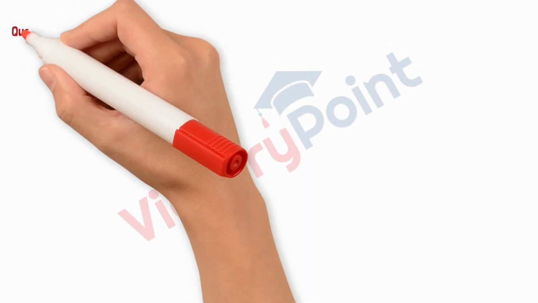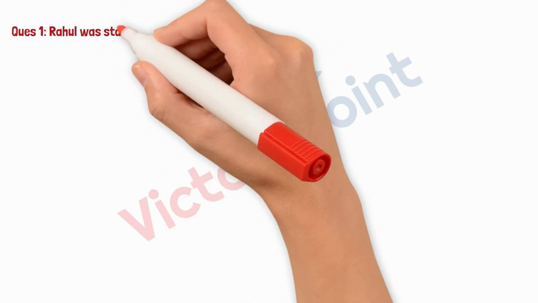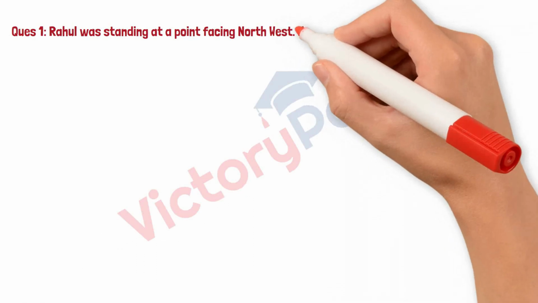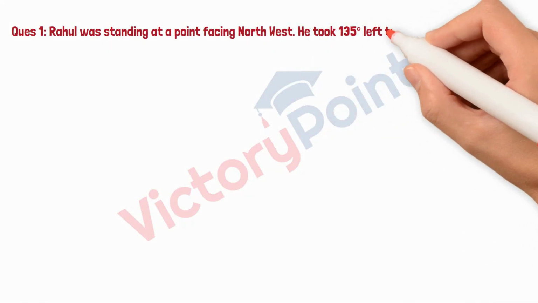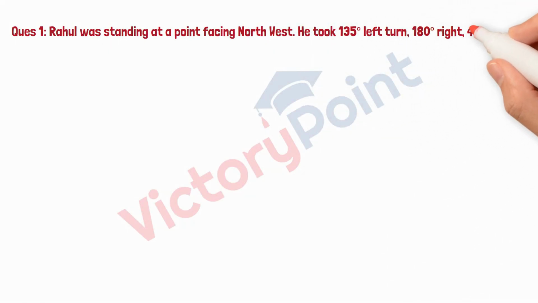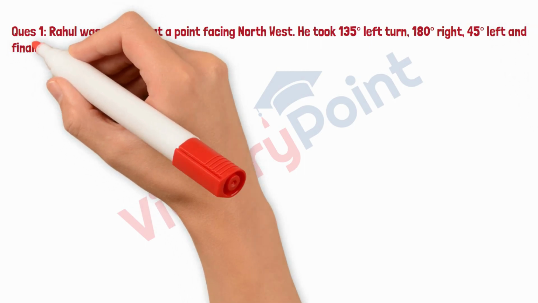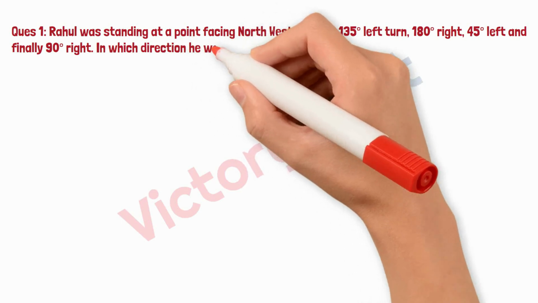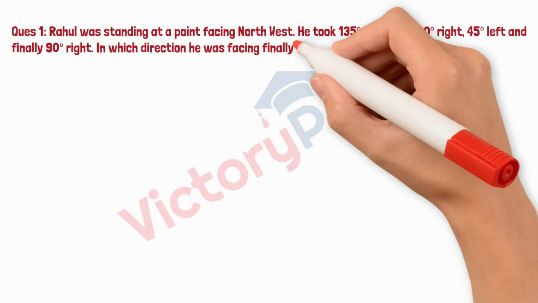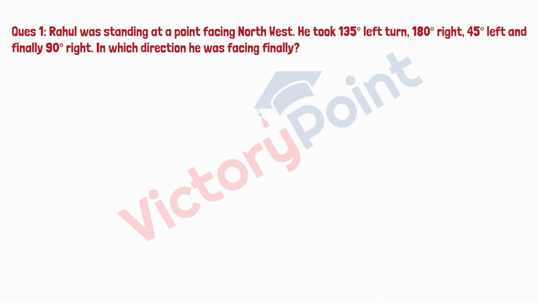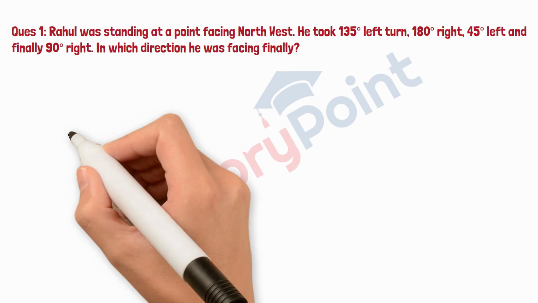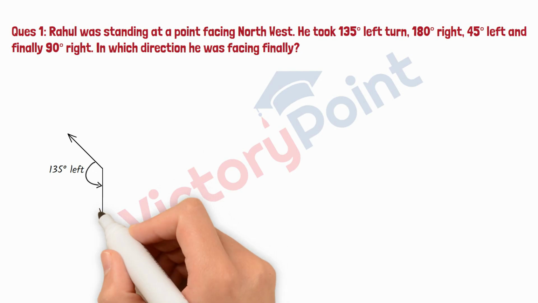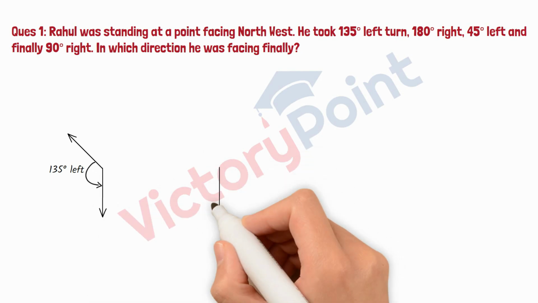The question is, Rahul was standing at a point facing northwest. He took 135 degree left turn, 180 degree right, 45 degree left and finally 90 degree right. In which direction was he facing finally? So let's start. Initially, Rahul is facing northwest. Now he takes 135 degree left turn. So now he will be facing south.